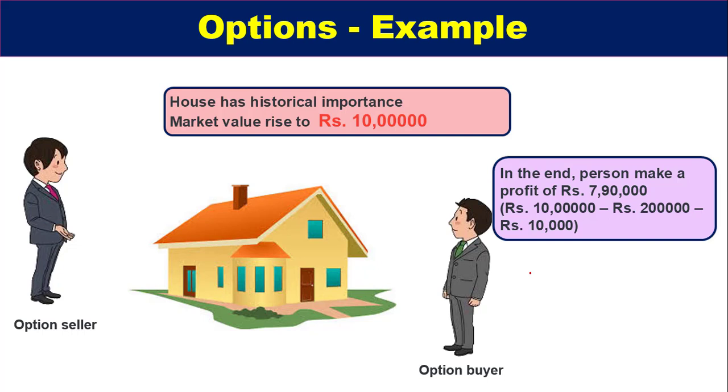So only these two payments have to be made for purchasing the house, meaning only 2 lakh 10,000. And if you subtract 2 lakh 10,000 from 10 lakh, you will get 7 lakh 90,000, and this is the actual profit based on the current market condition. So the option buyer gets a profit of rupees 7 lakh 90,000 for this deal.